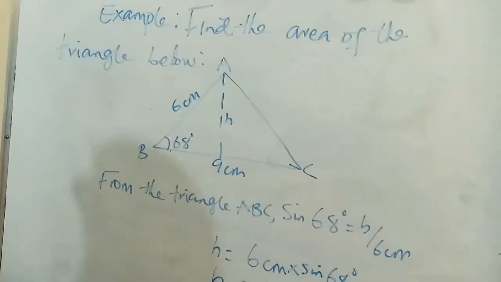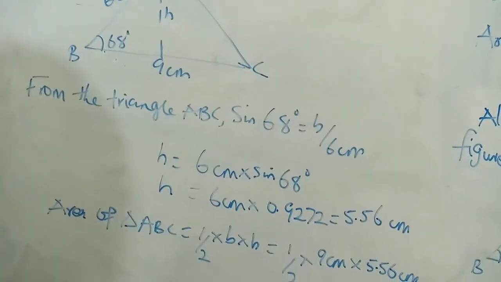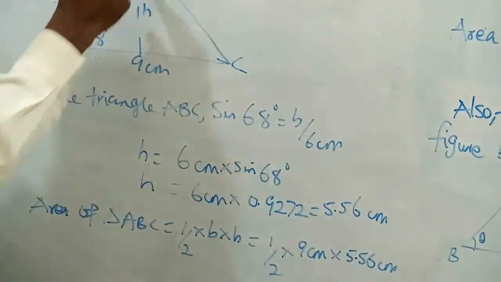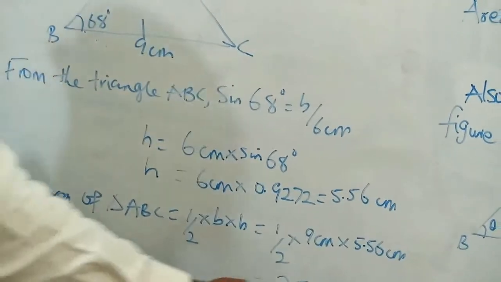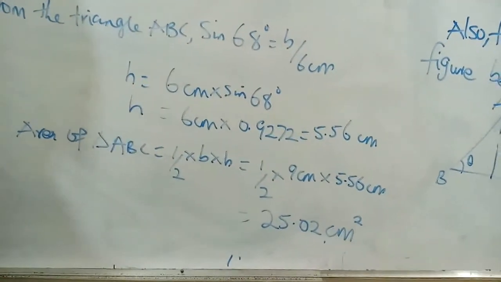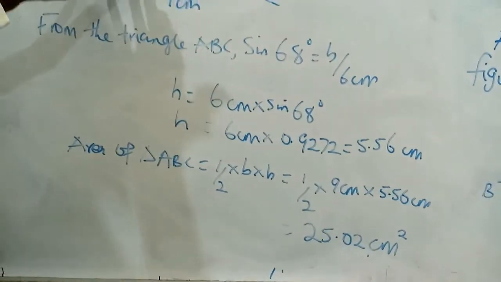Having gotten our height, we now use our formula half base times height for area of a triangle. So we say half times our base of 9 cm times our height of 5.56 cm. If we multiply, we get 25.02 cm squared as the area of this triangle. Let me run through it again.